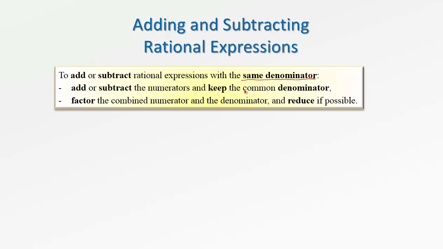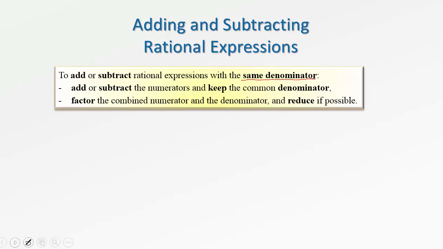At first, let's see how we add and subtract expressions that already have the same denominator. Well, we add or subtract the numerators and keep the denominator the same. Now, after we finish this addition or subtraction, we'll obtain an expression that could possibly be simplified. So, in order to do that, we need to factor completely the numerator and denominator and then reduce if possible.